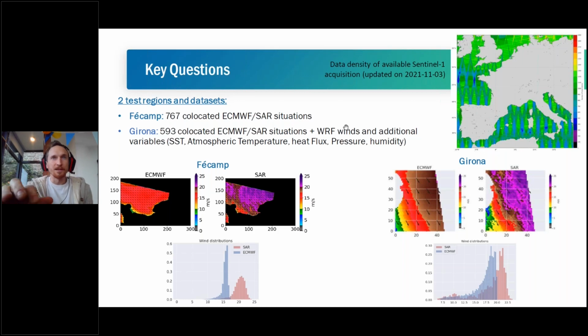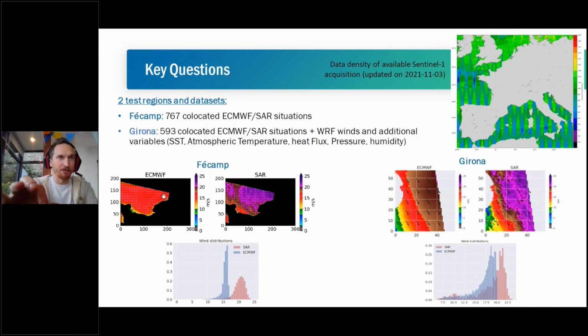And for the Girona case, we also have access to WRF winds with some additional variables, which are the sea surface temperature, atmospheric temperature, heat flux, pressure, and humidity. You can see some few examples of Fécamp and Girona wind situations.